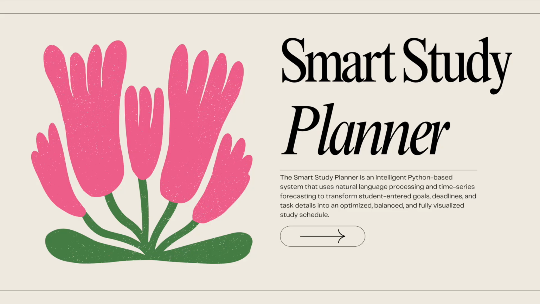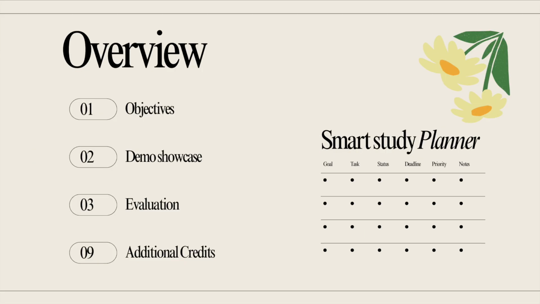computer programming class. This Smart Study Planner is an intelligent Python-based system that uses natural language processing and time series forecasting to transform student-entered goals, deadlines, and task details into an optimized, balanced, and fully visualized study schedule. In this presentation, I'll be going over the objectives, a demo showcase, the evaluations, and additional credits.